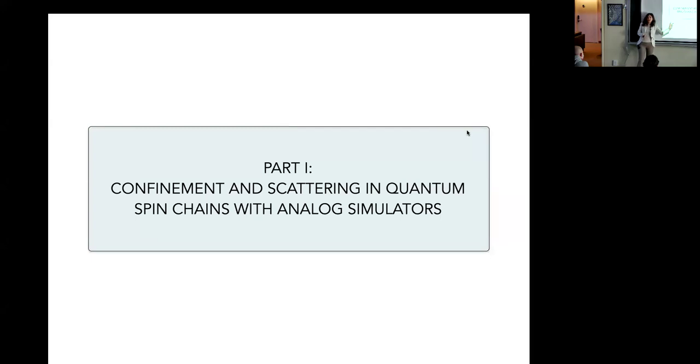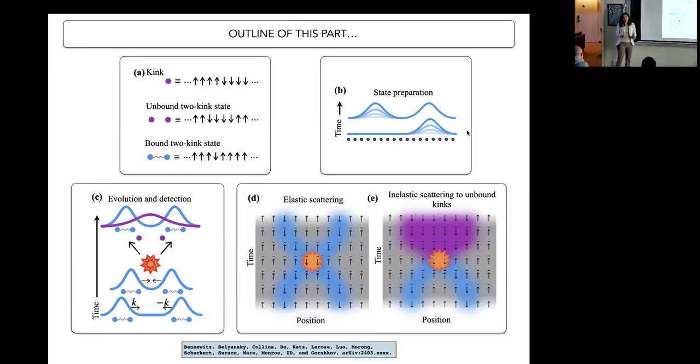And then in part two, which is like part three, I'm going to tell you how to start doing these kinds of things for confined excitations and gauge theories using universal quantum computers. Okay. All right, so let's talk about this part. The outline of this part is the following.